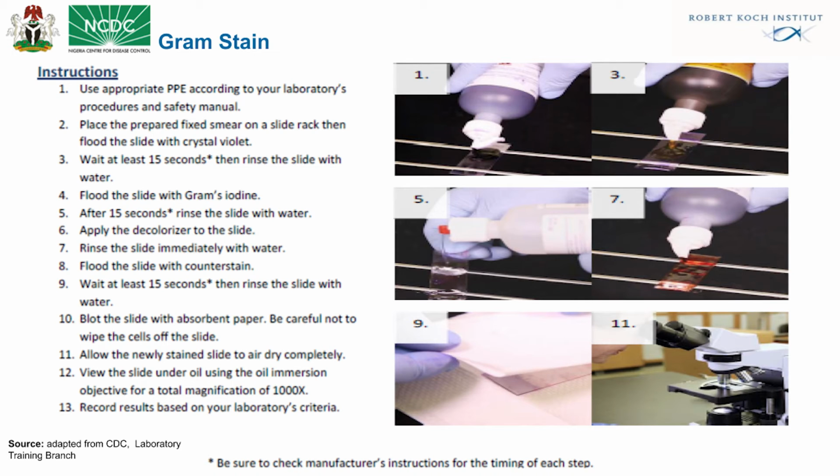And this is done for 2 seconds, not more than 5 seconds. And it is washed off and then flooded with the counter stain for about 30 seconds. All in all, this procedure should not take more than 5 minutes. After rinsing the counter stain, the back of the slide is blotted dry and allowed to air dry before being examined under the microscope with the ×100 objective.